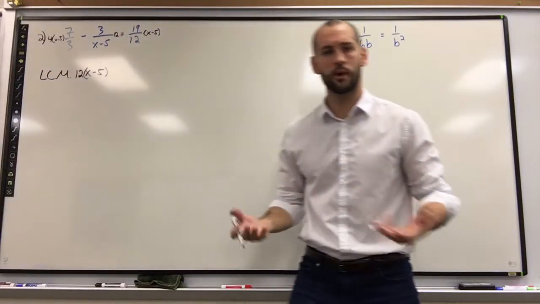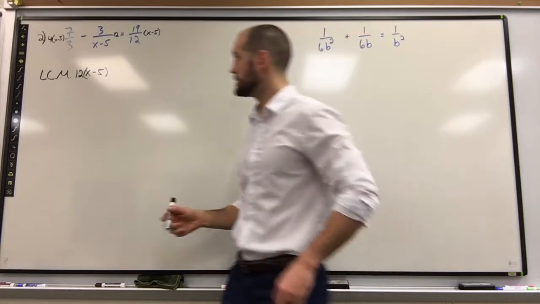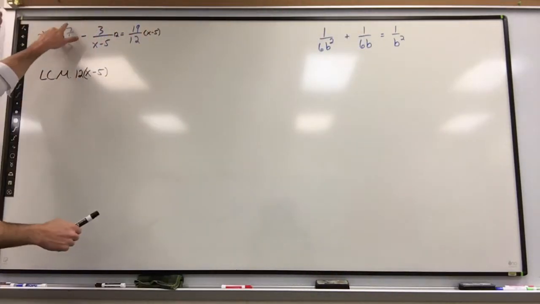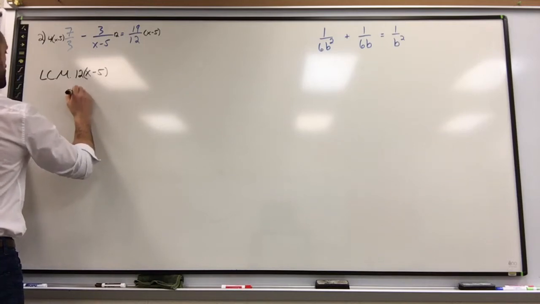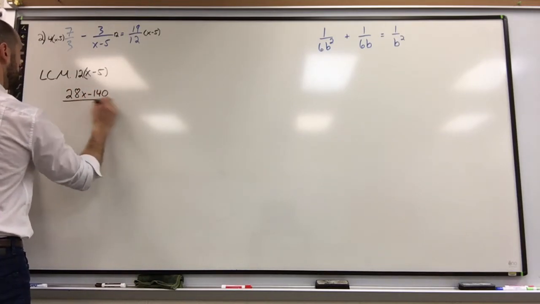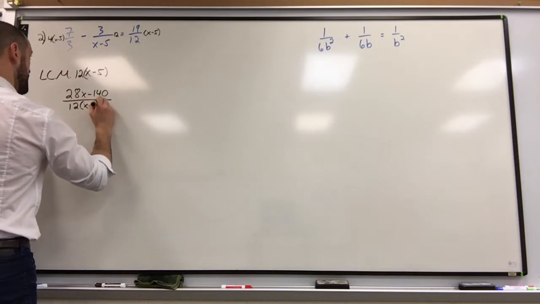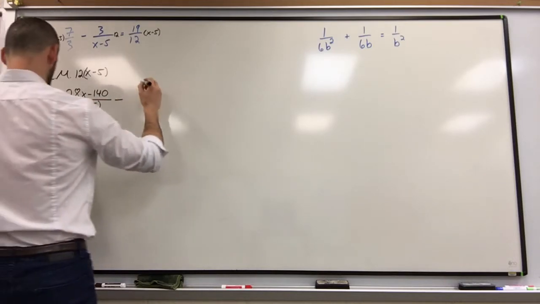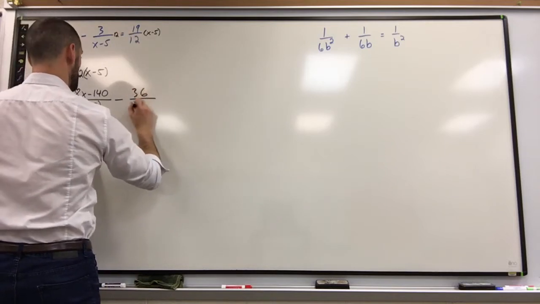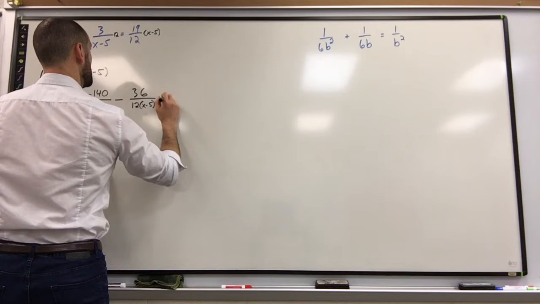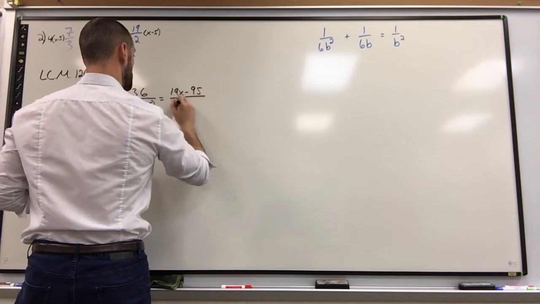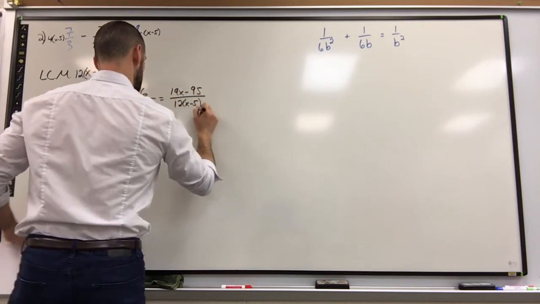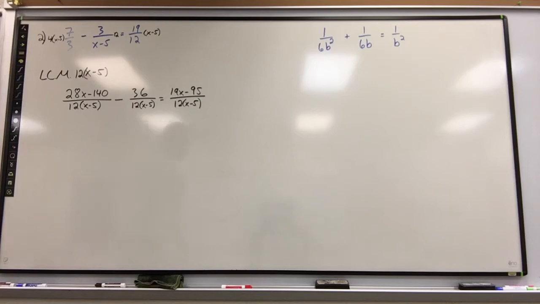I'm going to rewrite my equation, and I'm going to talk about how this is different, okay? So what I like to do is I like to multiply the 4 and the 7 first, and then distribute the 28. So what that leaves me with is, we get a 28x minus 140 over 12 times x minus 5. Minus, very important there, this one's kind of nice, it's just 36 over 12 times x minus 5 equals, we get a 19x minus 95 over 12 times x minus 5. Okay? So now they all have the exact same denominators.